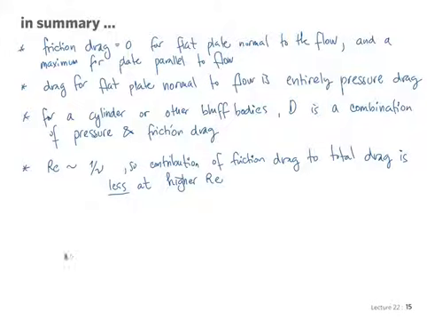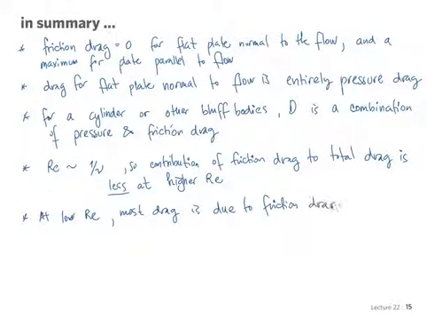It's mostly pressure drag. But at low Reynolds number, then most drag is due to friction drag. So, for example, flow at very small scales. And so when Reynolds number is, say, less than 1, then most of the drag is due to friction. And the pressure drag is most significant when the flow separates.